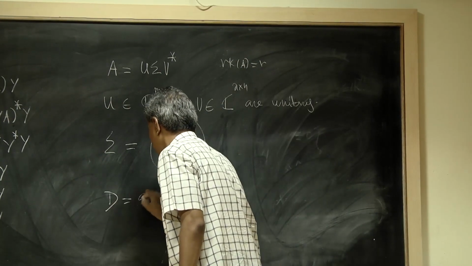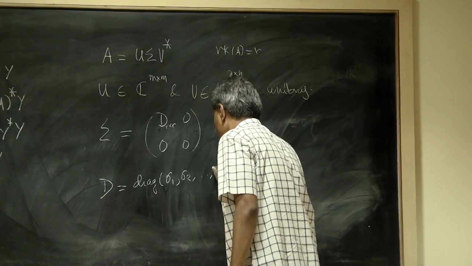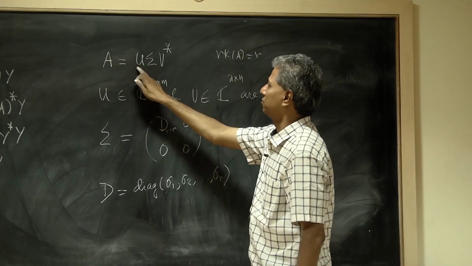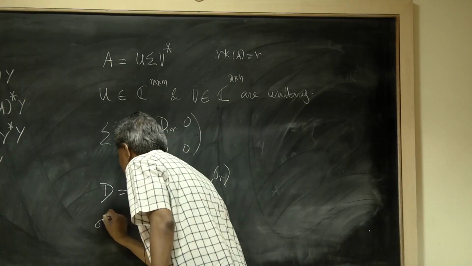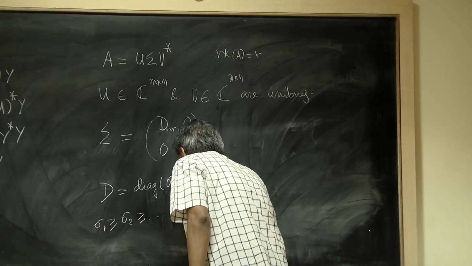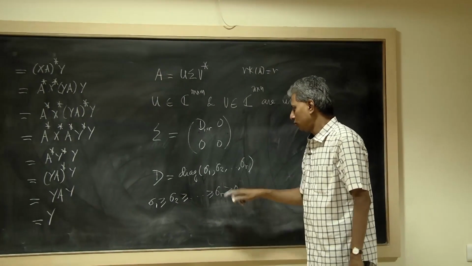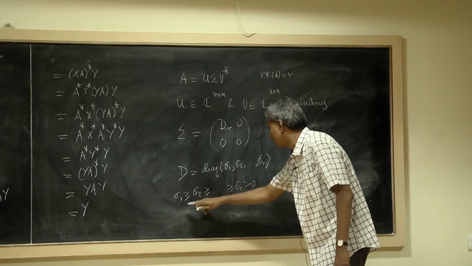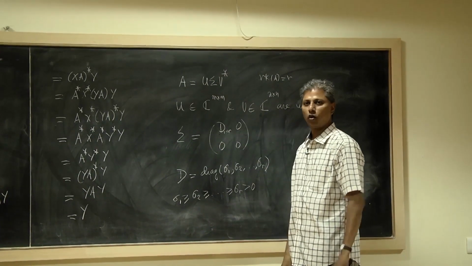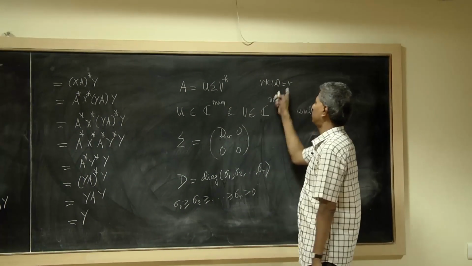D is a diagonal matrix with diagonal entries denoted by sigma 1, sigma 2, etc., sigma R, where you can arrange the columns of U and V in such a way that these numbers satisfy sigma 1 greater than or equal to sigma 2, etc., greater than or equal to sigma R, which is strictly positive. R is the rank of the matrix A. Note that this positivity comes from the fact that the number of non-zero eigenvalues of A star A or A A star is equal to R.